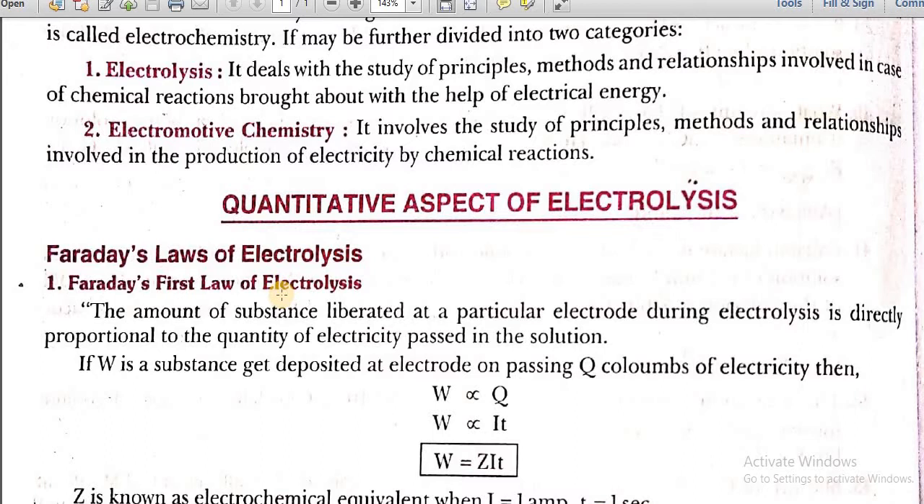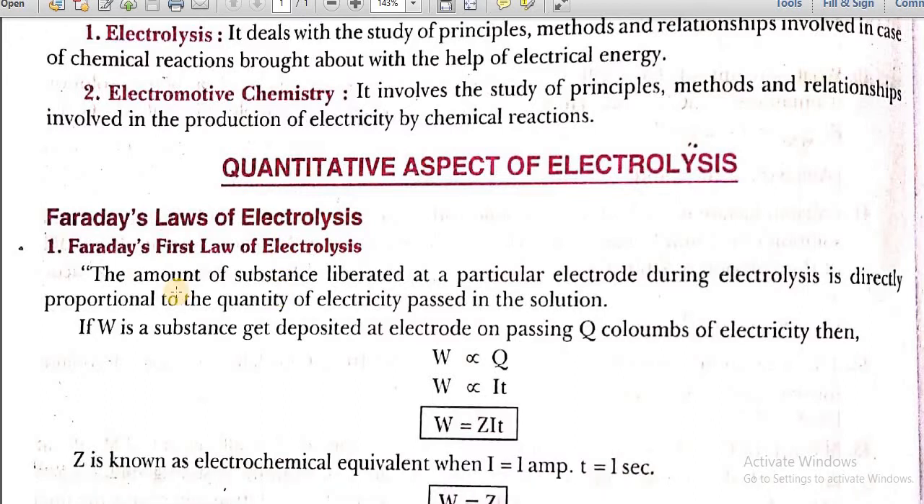We need to see the statement for this. According to Faraday's first law of electrolysis, the amount of substance liberated at a particular electrode during electrolysis is directly proportional to the quantity of electricity passed in the solution. So let us try to understand with the explanation.